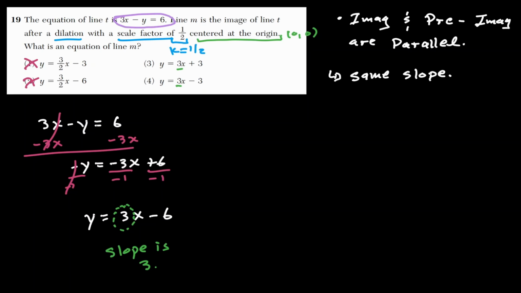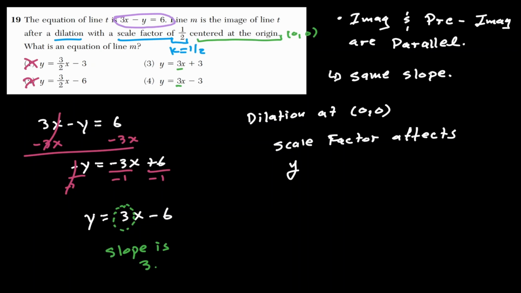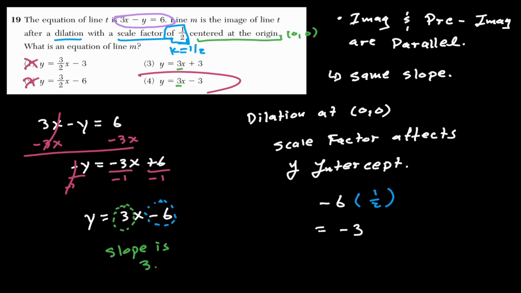Well, because the dilation was centered at the origin, then the location of the y-intercept will get affected by the scale factor. The y-intercept in our equation was of a value of -6. The scale factor was 1/2. When we multiply those two, we will get the y-intercept of the new line, which in this case is -3. And that matches option number 4.